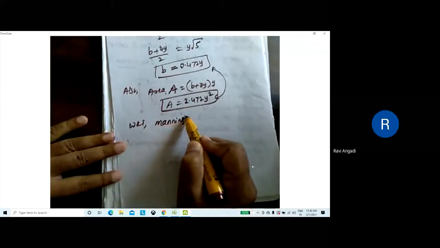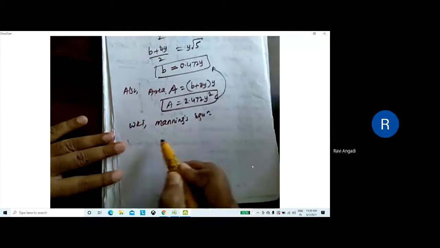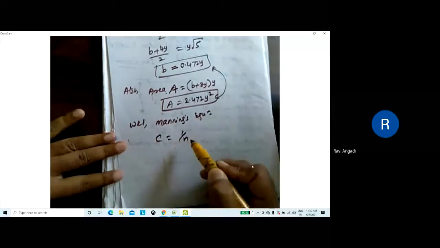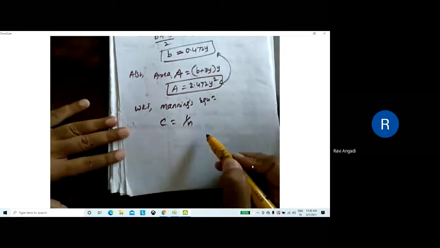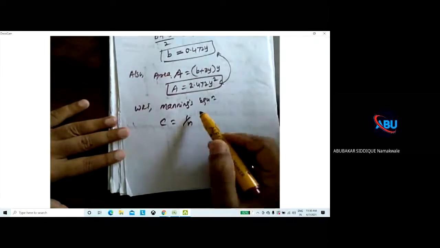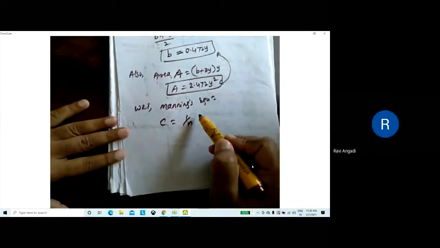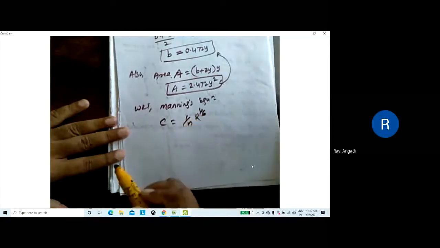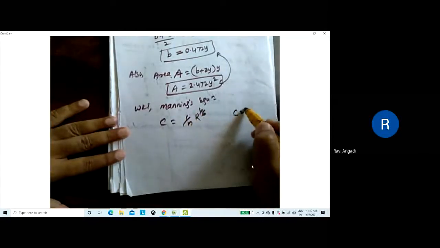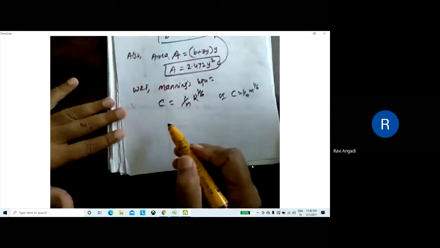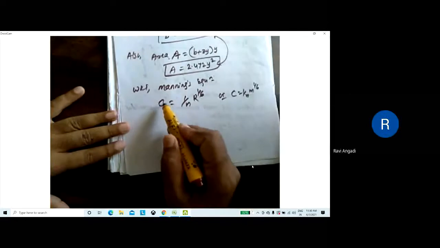Can anyone tell what is Manning's equation now? To get the value of C: 1 by n, M raised to 1 by 6. Or here, instead of M, I am taking R. It is R raised to 1 by 6. Or you may take C equal to 1 by n, M raised to 1 by 6. Both are same.